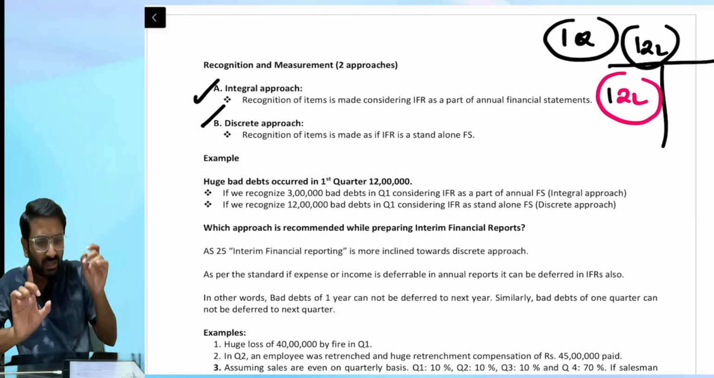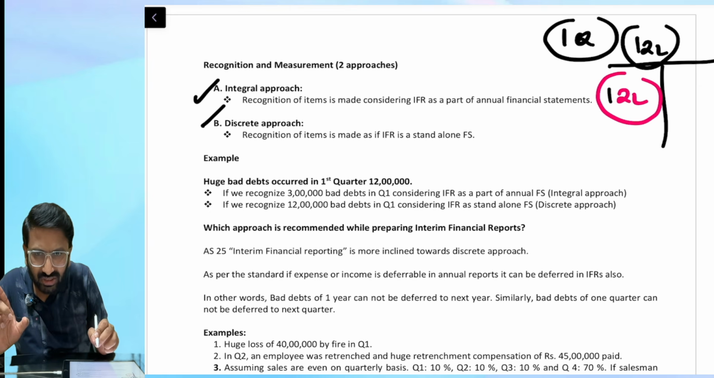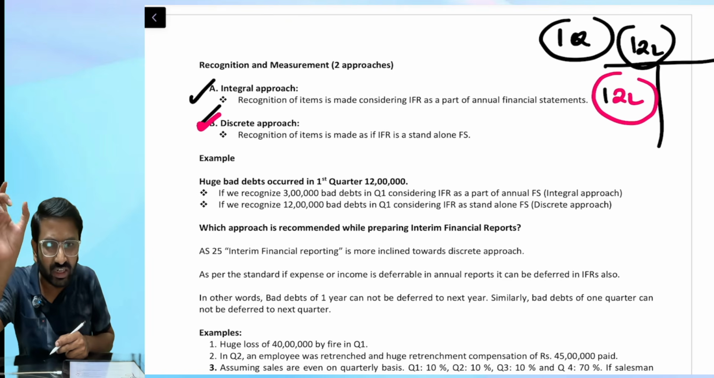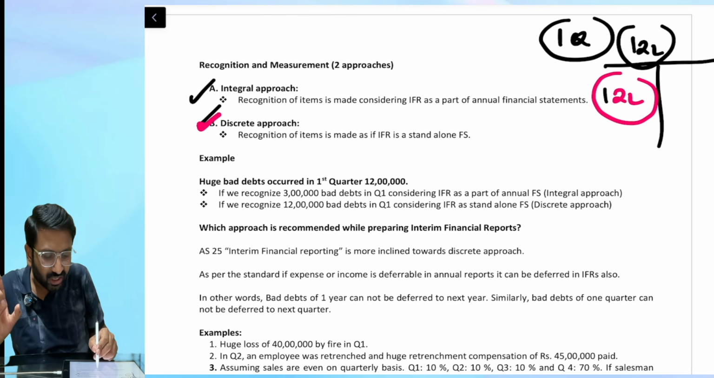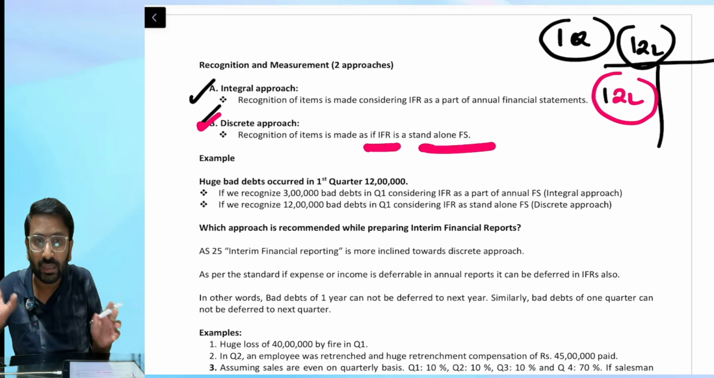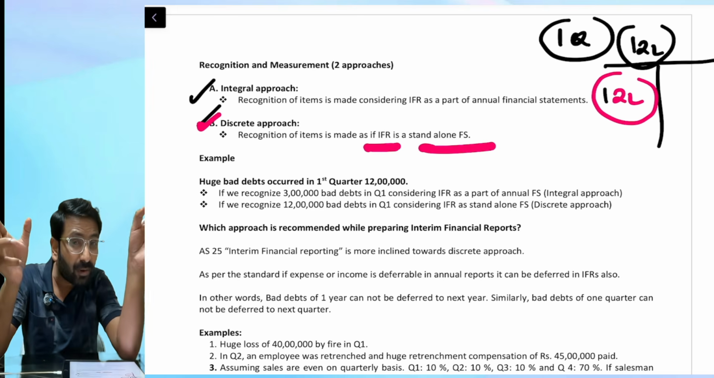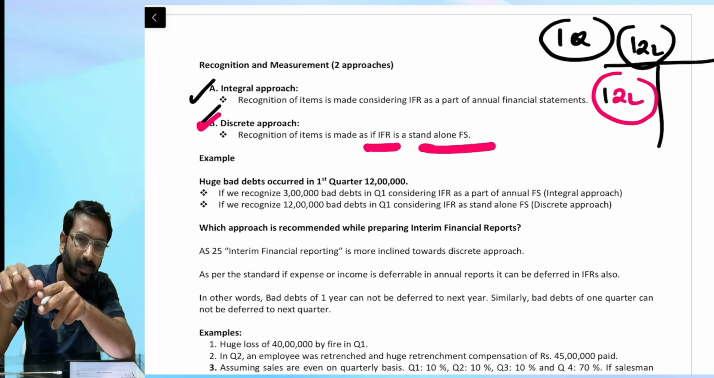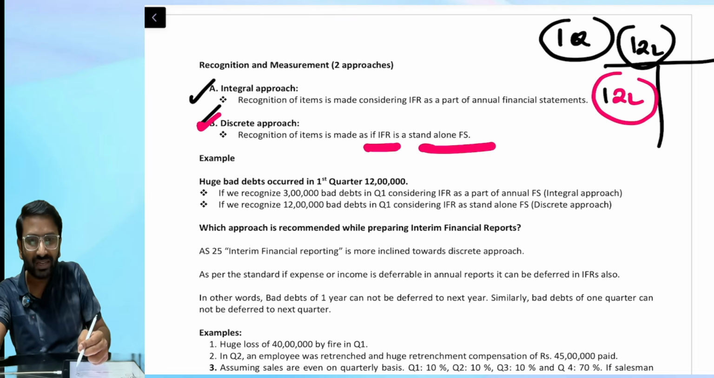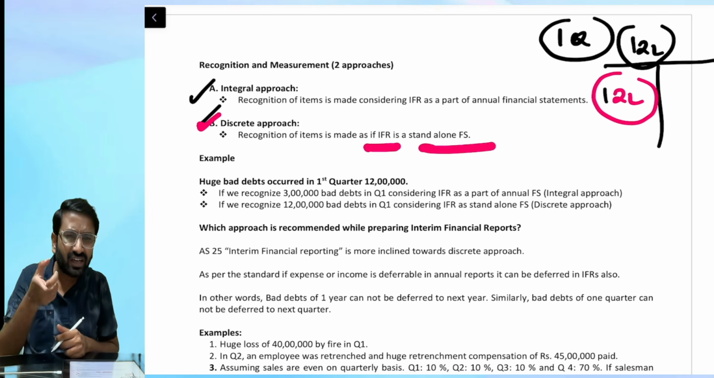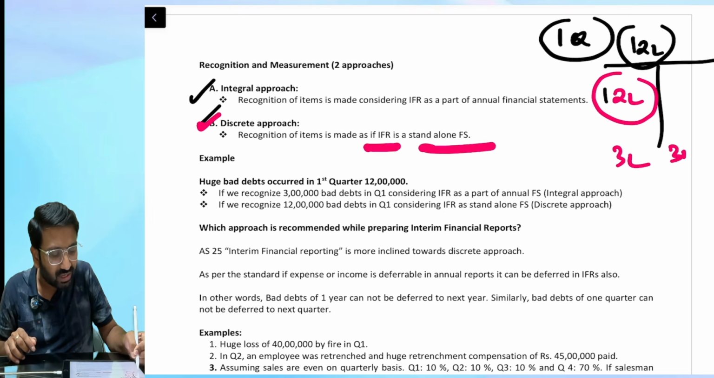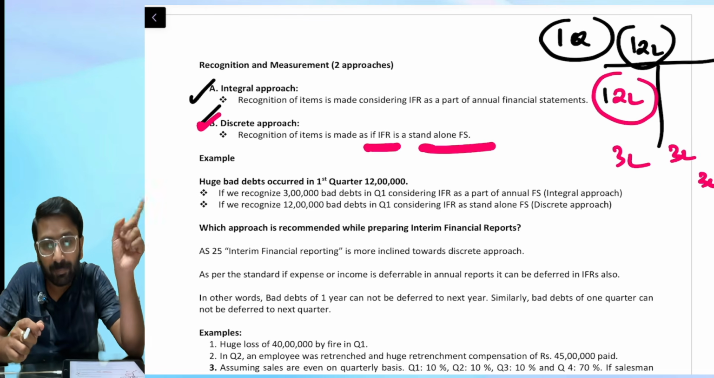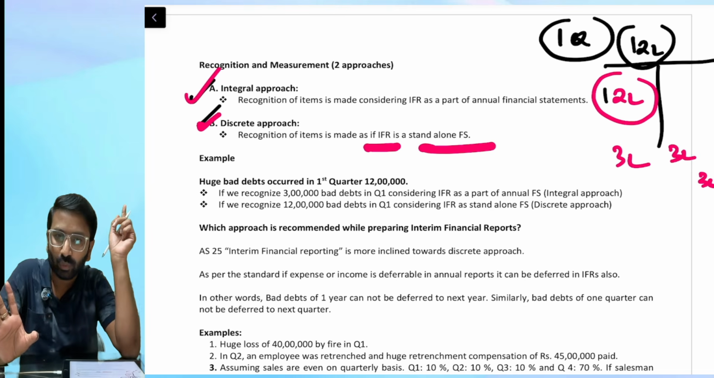Okay. Now, if you are recognizing the entire 12 lakhs in quarter 1 itself, it is called a discrete approach. So when I say discrete approach, what does it mean? You will be treating that interim financial report as a standalone period. So you will not treat that quarter as a part of the full year. You will treat that quarter as an entire year by itself. So I'll book the entire 12 lakhs bad debt in the first quarter itself. If I do that, it's called a discrete approach. Instead of recognizing 12 lakh, if you put 3 lakh, 3 lakh, 3 lakh, 3 lakh, which is if you treat the quarter as a part of the complete year, that approach is called the integral approach. Okay.